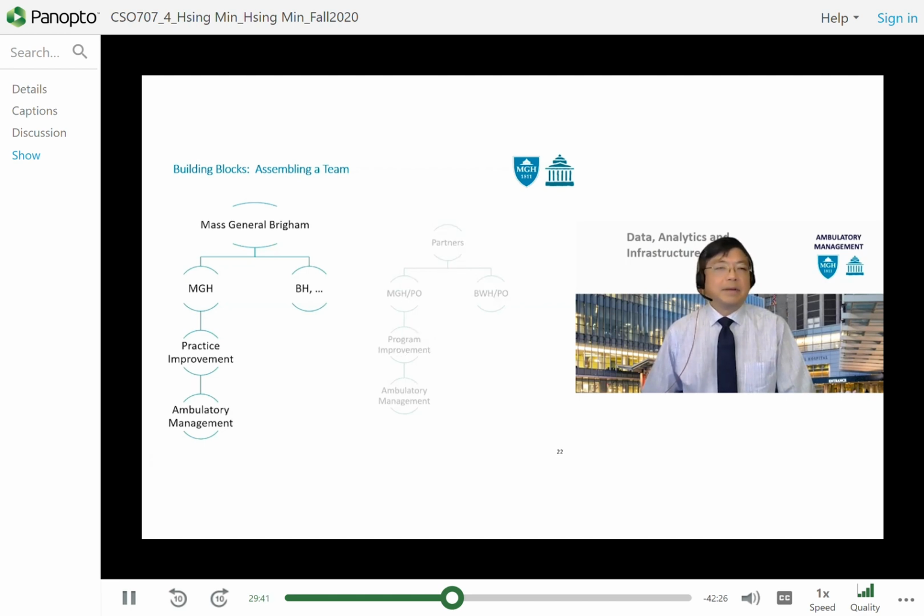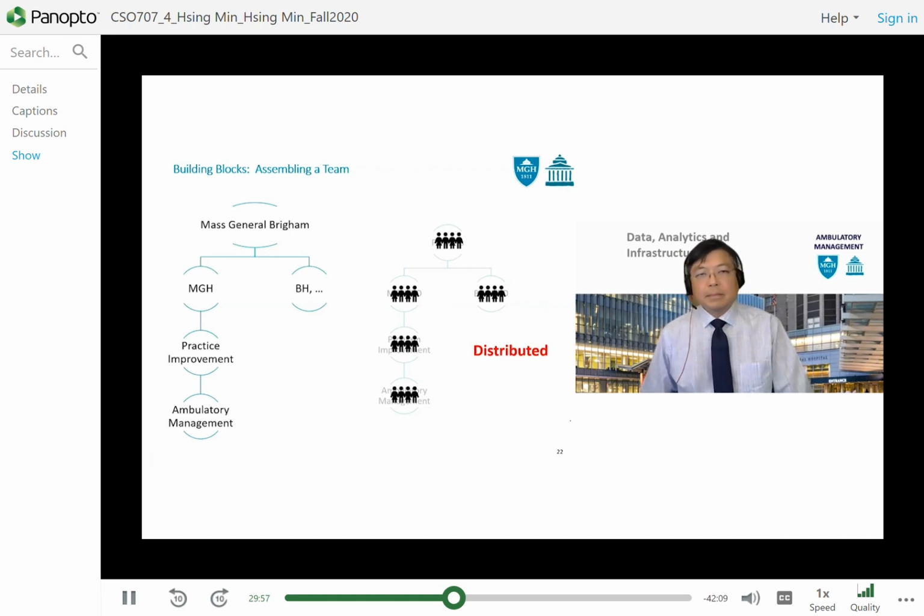Now, the current state at Mass General Brigham is almost the opposite of the Center of Excellence. It looks more like a distributed model. And in a distributed model, you have analysts wherever they're needed. It's good when a lot of the knowledge is local and not well documented. This also reduces the distance between the people who are using analysis and the people who are generating it, and that's good.